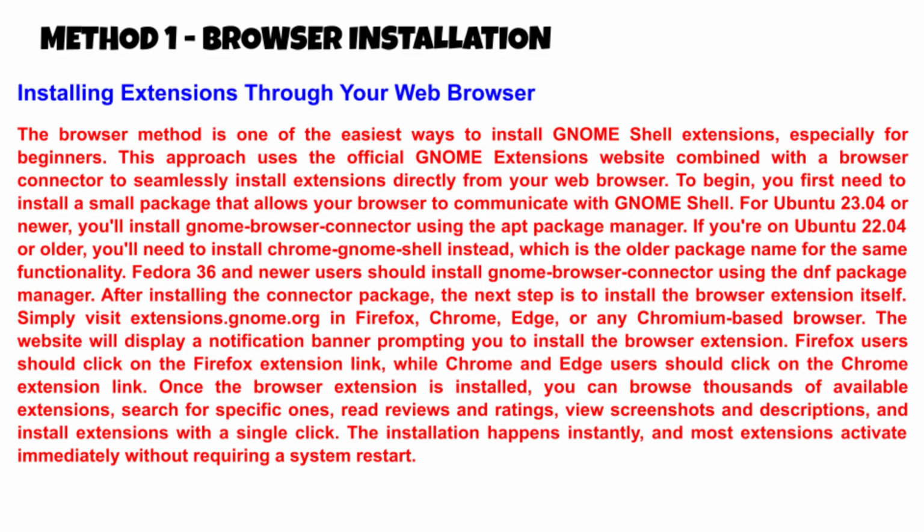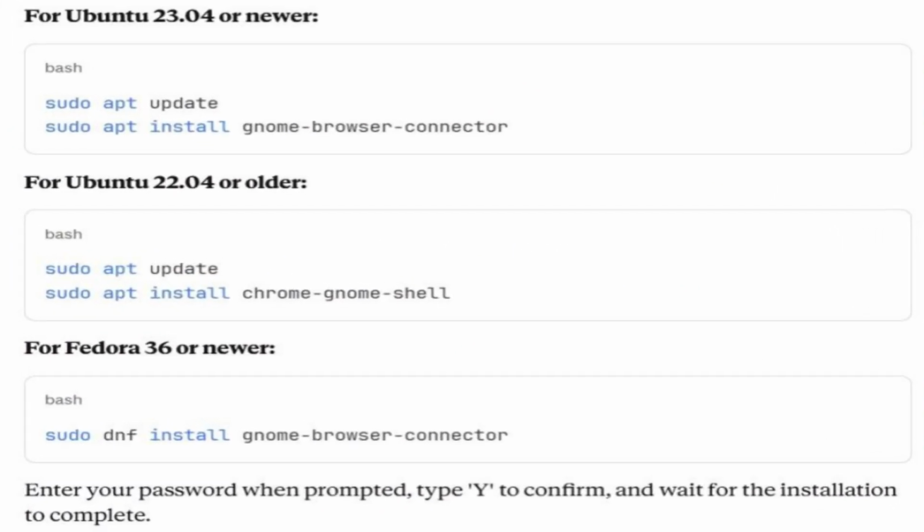Install the web browser connector. That's step 1. First, we need to install a browser connector that lets websites communicate with GNOME Shell. Open your terminal and run what you see on the screen. Okay, now enter your password when prompted, type Y to confirm, and wait for the installation to complete.